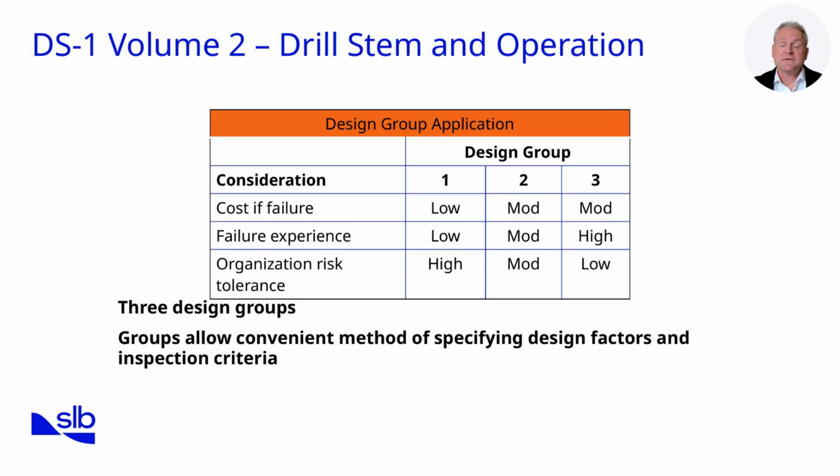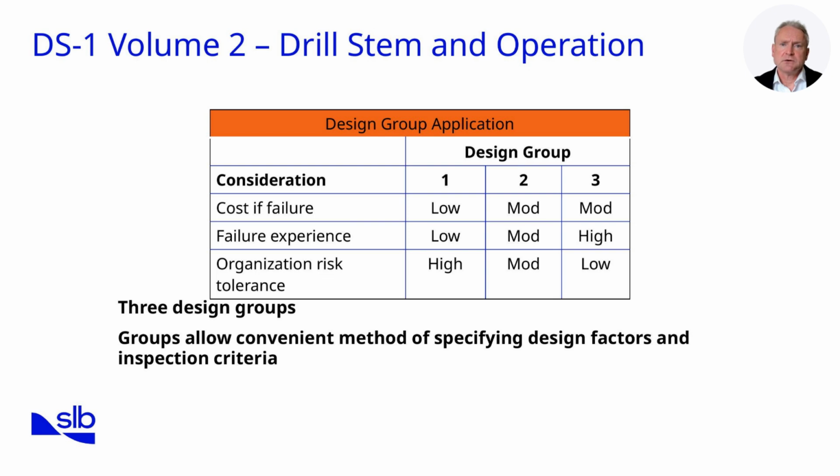This table is taken from DS1 Volume 2, which provides guidance on drill stem design and operation. What it's showing us here is the concept of design groups, which provide a structured way to decide how conservative we need to be when applying design factors and inspection criteria.